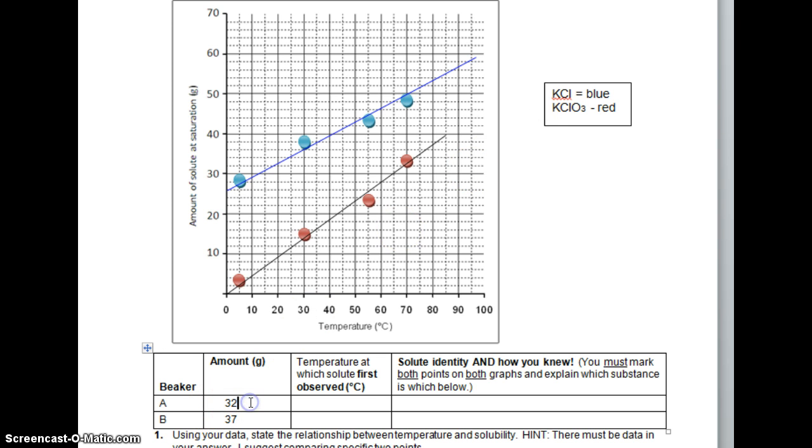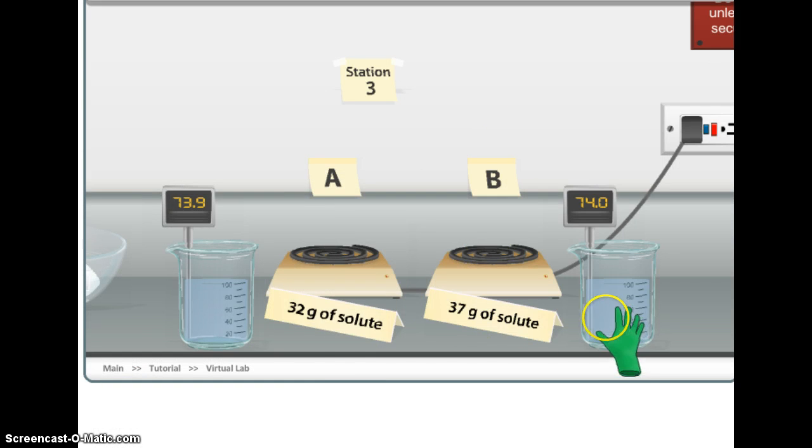So beaker A started with 32 grams of some unknown chemical. It's one of these two, but we're not sure which one. Beaker B started with 37 grams of one of these two chemicals. We're not sure which one. We're going to record the temperature at which the solute first was observed, in degrees Celsius. So again, we're going to wait until we can see the little crystals on here, and that tells us that at the temperature when we first see it, this chemical was saturated with 32 grams, or with 37 grams, at that specific temperature.